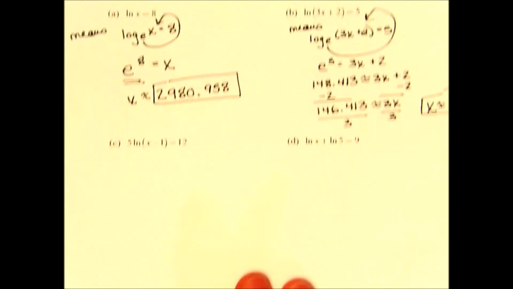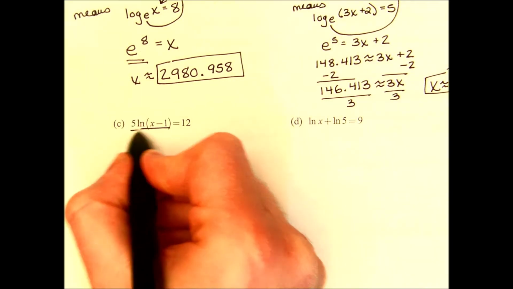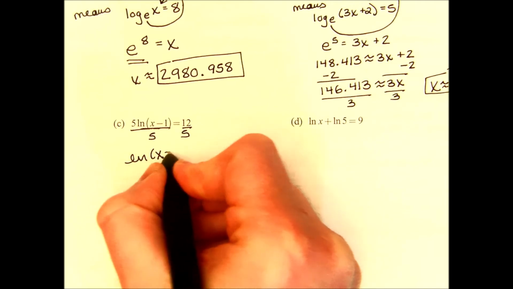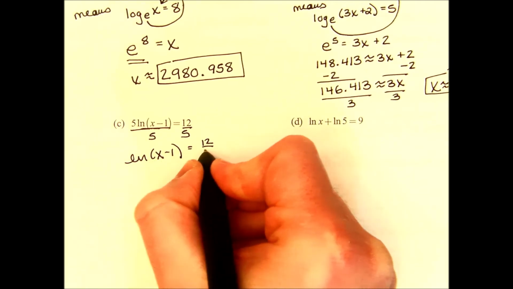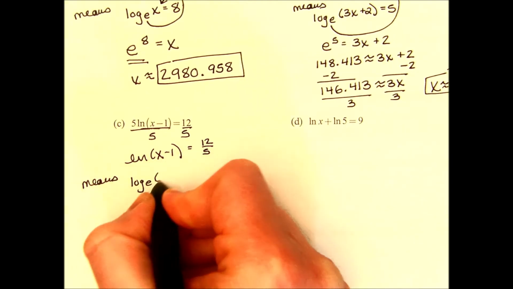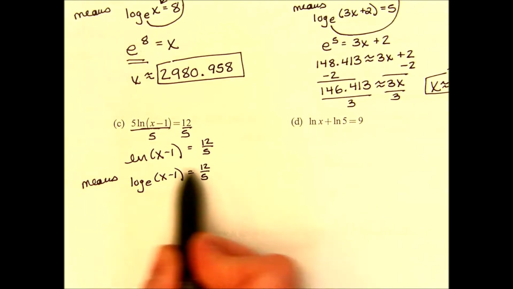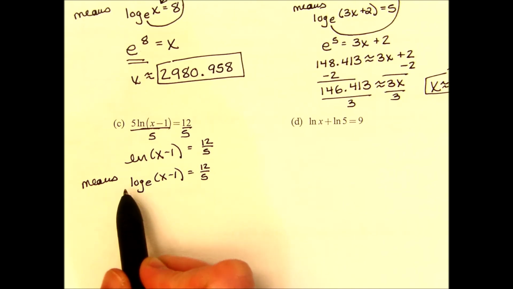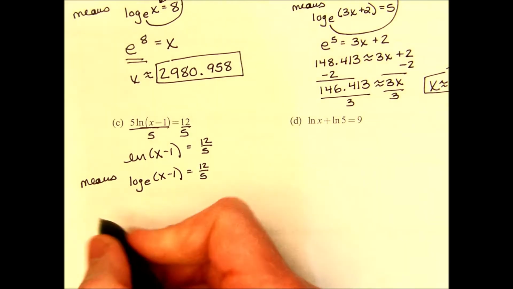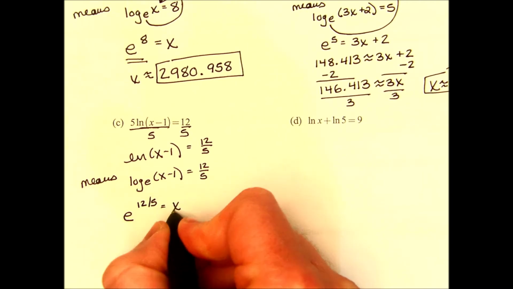Letter C, before we do anything, we need to get our natural logarithm by itself. That means we need to divide both sides by 5. The natural log of x minus 1 equals 12/5, which means the same thing as the log base e of x minus 1 equals 12/5. If you feel like you don't need to write out this step, you're welcome to go straight from the original problem with the natural log into your exponential form. Going into exponential form, I'm going to get e raised to the 12/5 equals x minus 1.